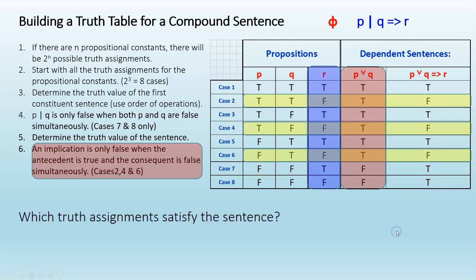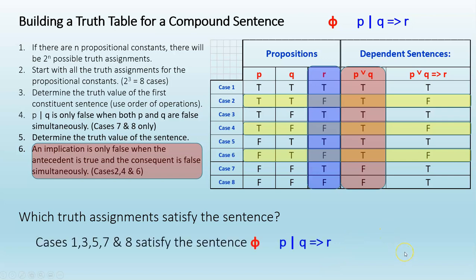This is a really valuable way to evaluate or to fill out truth tables for complex sentences. So which truth assignments will satisfy the sentence? Well, cases 1, 3, 5, 7, and 8 will satisfy the sentence. And when we say satisfy the sentence, what we mean is will make the sentence true. So there are 5 cases that satisfy the sentence. Another way to say that is there are 5 different truth assignments that will make the sentence true.